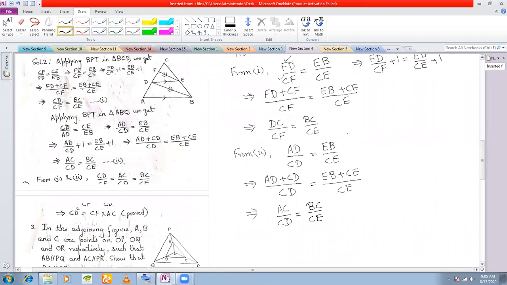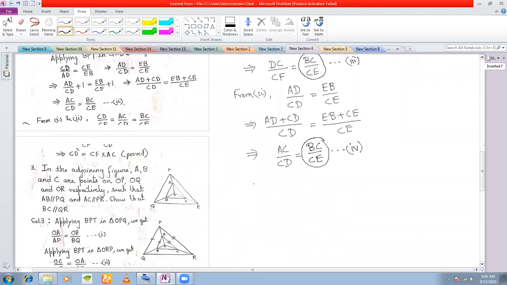Okay. Let us call this one that we have got as 3. Let us call this as 4. So what are we getting? From 3 and 4, what you see? You have BC by CE on this side. You have BC by CE on this side also. That means from 3 and 4, I can write BC by CF is equal to AC by CD. I can write.